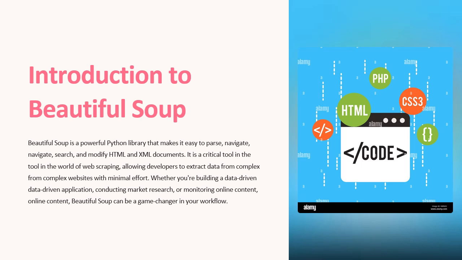Introduction to Beautiful Soup. Beautiful Soup is a powerful Python library that makes it easy to parse, navigate, search, and modify HTML and XML documents. It is a critical tool in the world of web scraping, allowing developers to extract data from complex websites with minimal effort. Whether you are building a data-driven application, conducting market research, or monitoring online content, Beautiful Soup can be a game changer in your workflow.